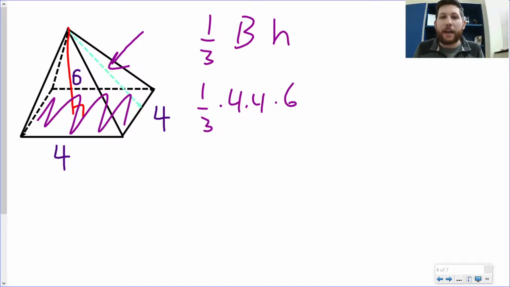But say you were to try to slide down the side, that would be your slant height as you go down the pyramid, okay? So anyways, we're interested in the height, the straight up and down, for finding volume. So 1/3 times 6 is 2, 4 times 4 is 16, so I end up with 32 here.